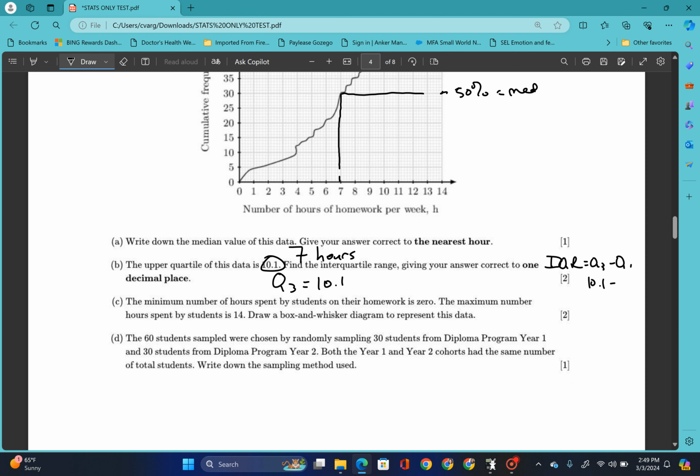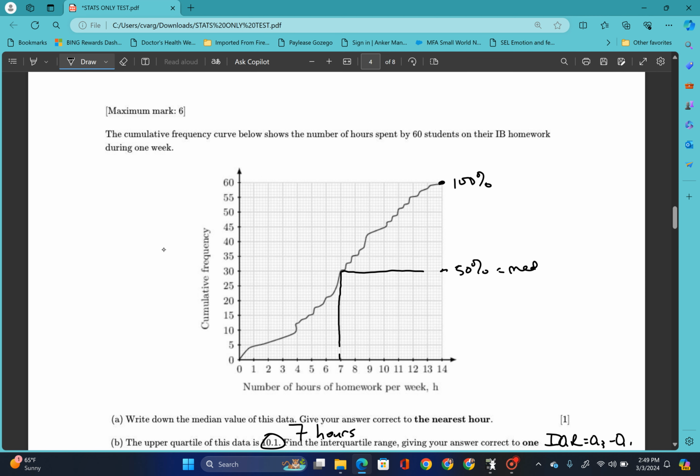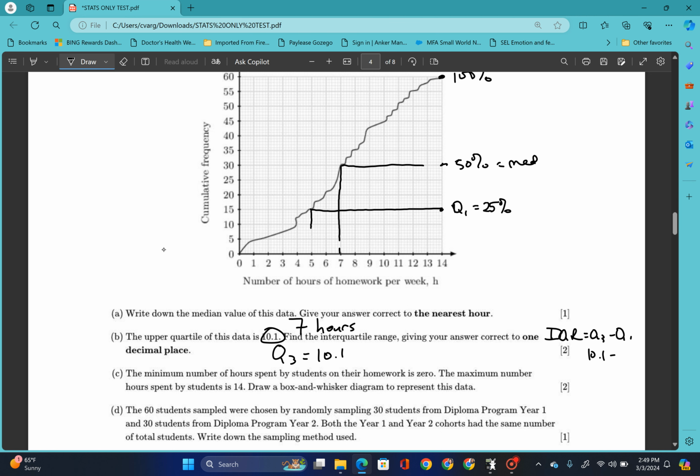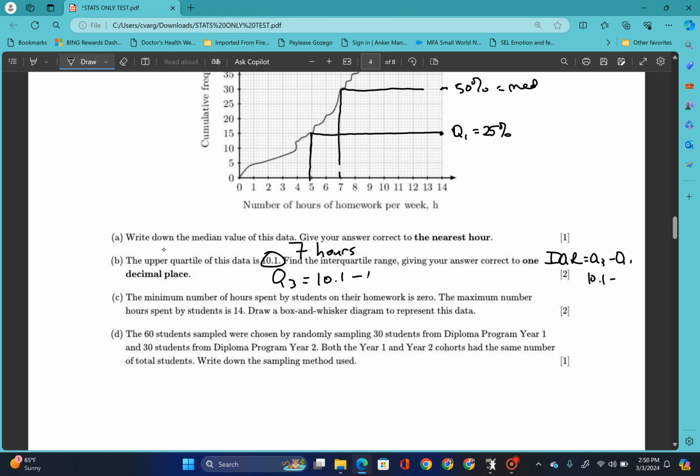Okay. So our Q1 is going to be half of the 50%. So half of 30 is going to be 15. So this is our Q1, right? And this is 25% of the data. So let's see what number this is, right? We're going to keep going until we get here. This is a little bit before 5, right? So let's say this is maybe about 4.8. So 10.1 minus about 4.8, and so this is about 5.3. 5.3 is going to be our interquartile range.